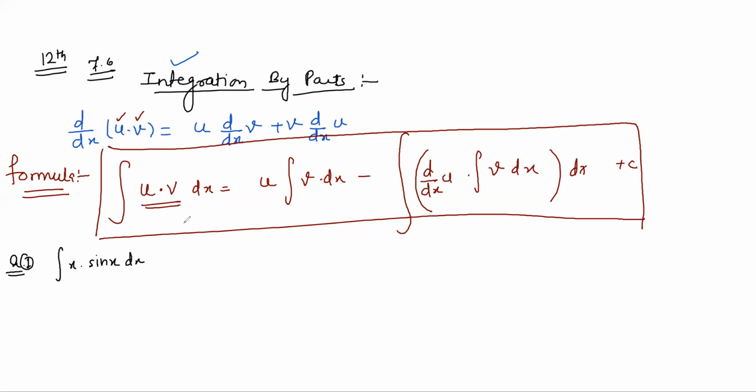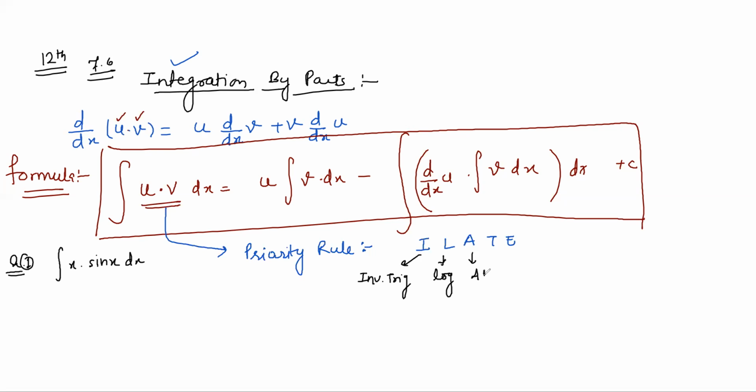So for that, we'll be using one priority rule. Just write down priority rule. Its shortcut is ILATE. I'm telling you how I will use it. I represents inverse trigonometric function. L represents logarithmic functions. A represents algebraic functions. T represents trigonometric functions, and E represents exponential function.